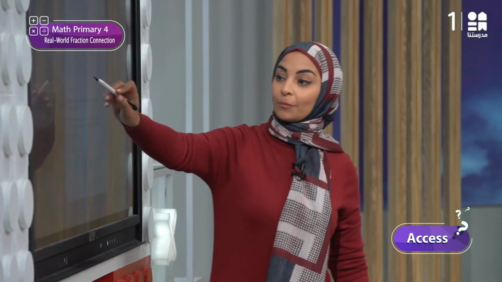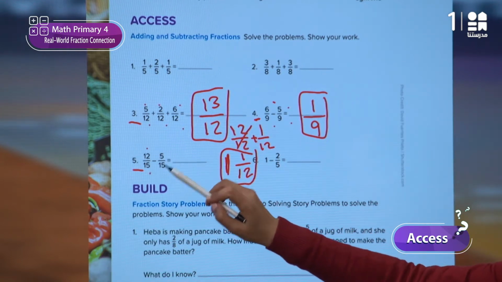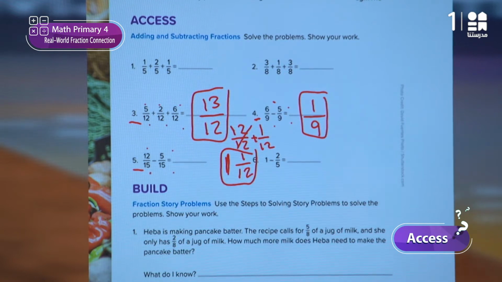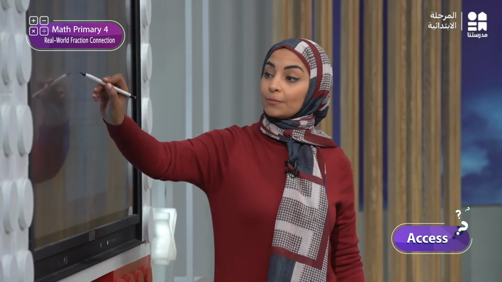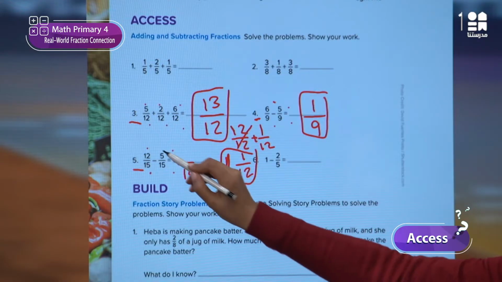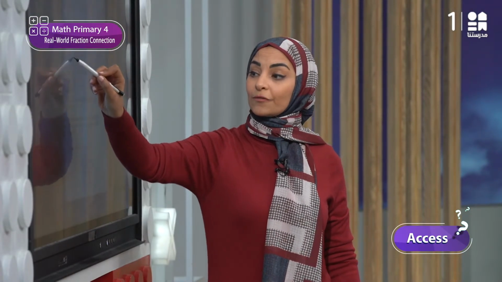تعالوا بقى نشوف مع بعض problem number 5. Problem number 5 here is also subtraction. Here I have 2 fractions, 12 over 15 minus 5 over 15. هنلاقي إن 2 fractions عندهم the same denominator. So I subtract only the numerators. يبقى هكتب denominator as it is وهعمل 12 minus 5. 12 minus 5 equals what? Of course 7. So the fraction is 7 over 15.